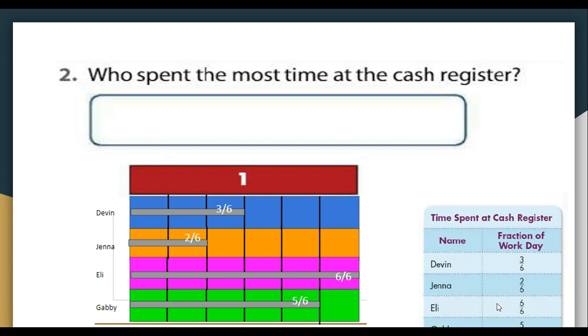Now number 2 asks the question, who spent the most time at the cash register? Remember all of the work that we did in the previous question, and we still are looking at our table. Who spent the most time? I would be looking at the person who has spent the greatest amount of time, the most time out of the whole 6 hours, or the whole. So which one would that be?